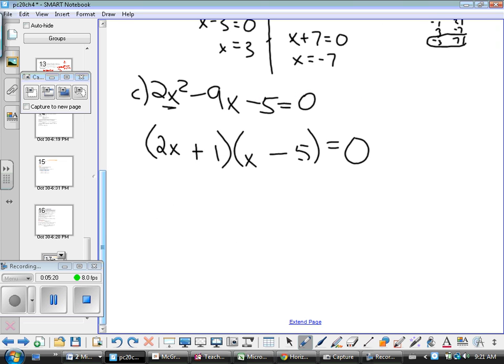You can say, I need to multiply the coefficient of the x squared term and the constant term together. That's going to give me negative 10. Okay, so I'm looking for two numbers that will multiply to give me negative 10 and add to give me negative 9. Okay, so that's not a tough part, right?